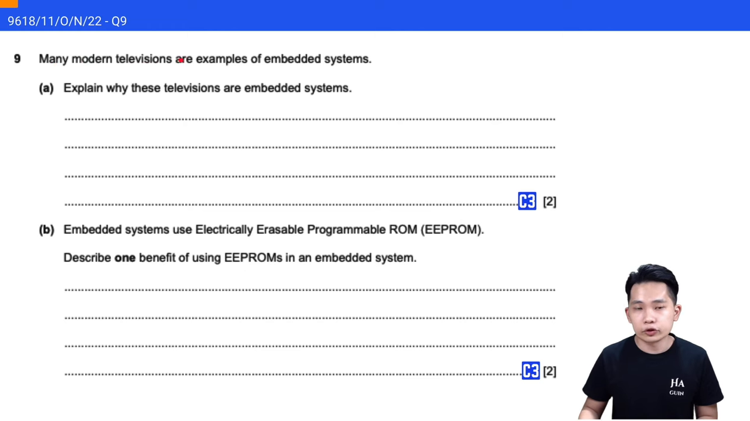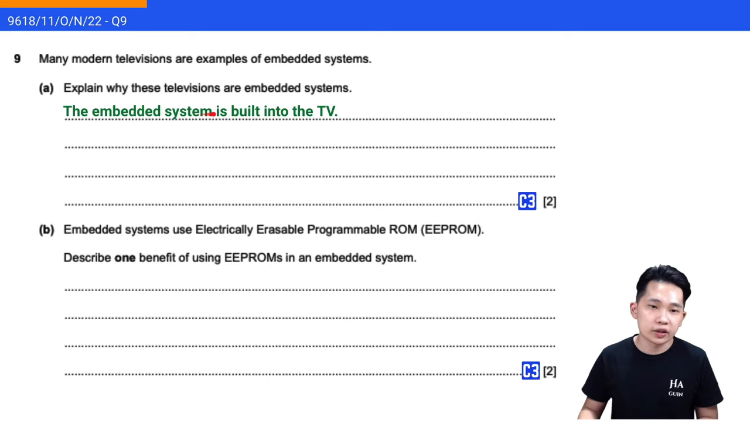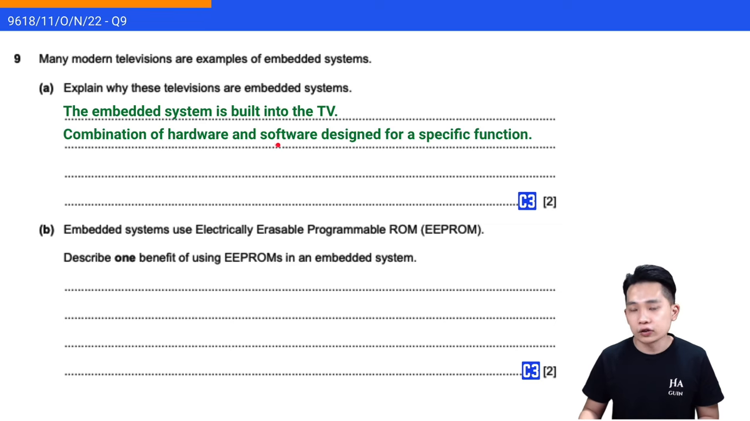Many modern televisions are examples of embedded systems. Explain why these televisions are embedded systems. The first explanation will be, the embedded system is built into the TV, and then it is a combination of hardware and software designed for a specific function. So this is the core purpose of an embedded system.